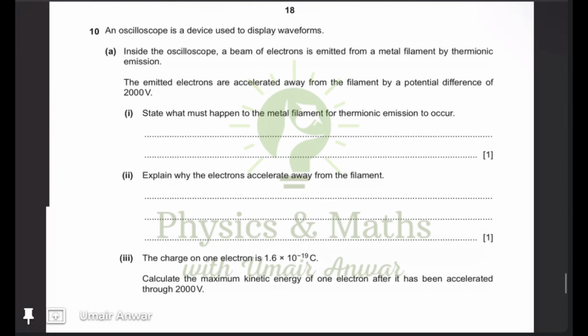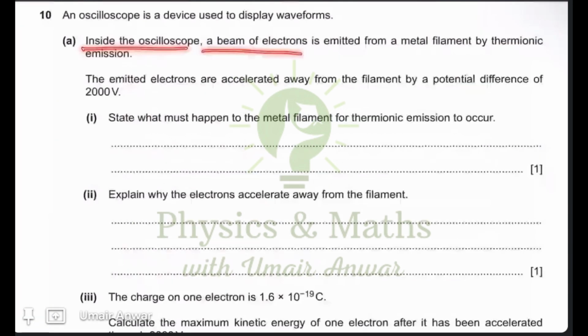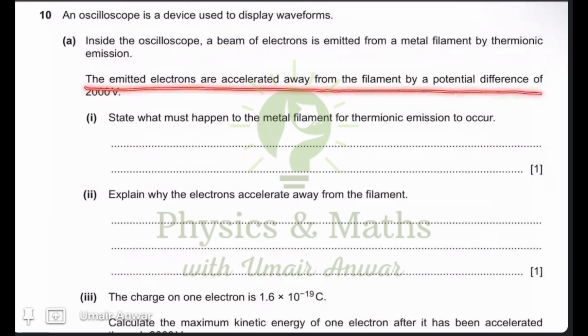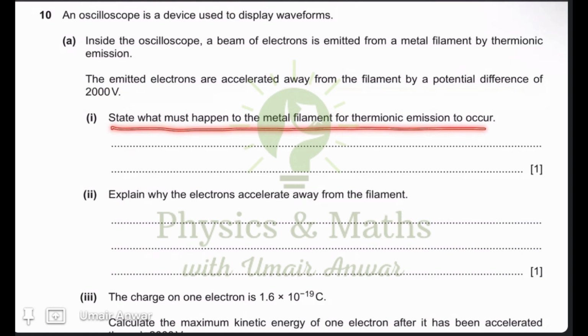An oscilloscope is a device used to display waveforms. Inside the oscilloscope, a beam of electrons is emitted from a metal filament by thermionic emission. The emitted electrons are accelerated away from the filament by a potential difference of 2000 volts. State what happens to the metal filament for thermionic emission to occur.